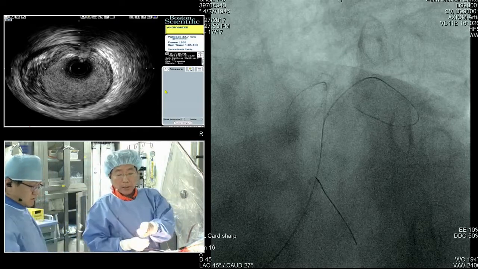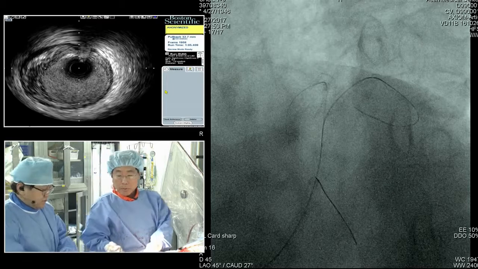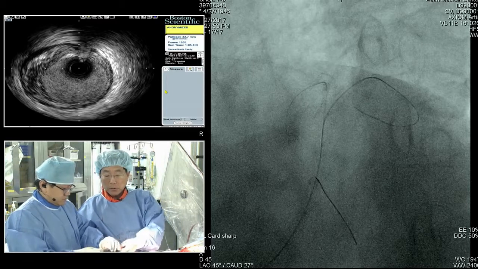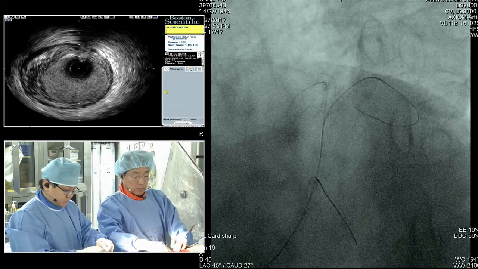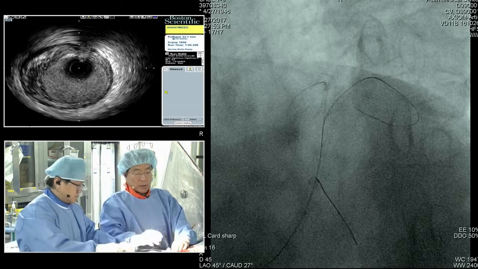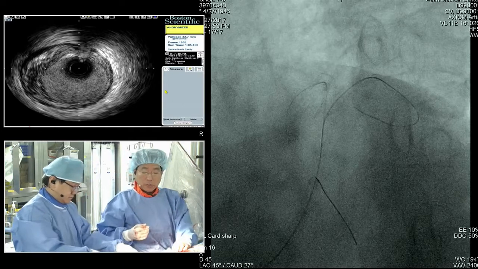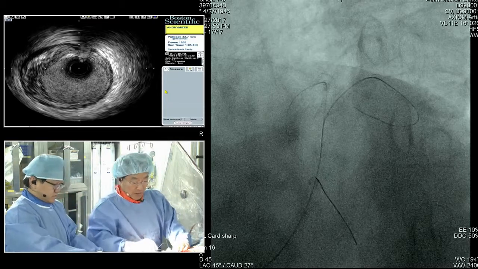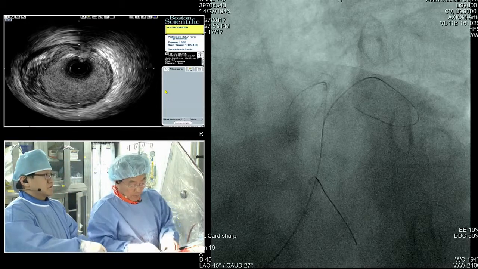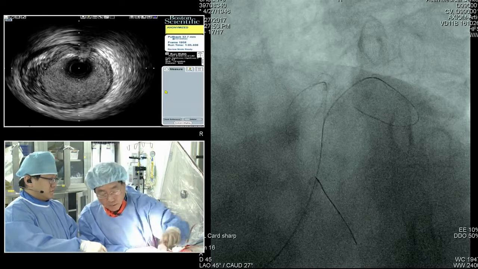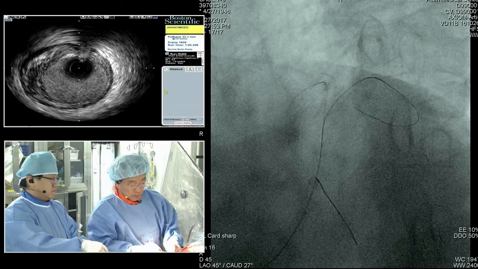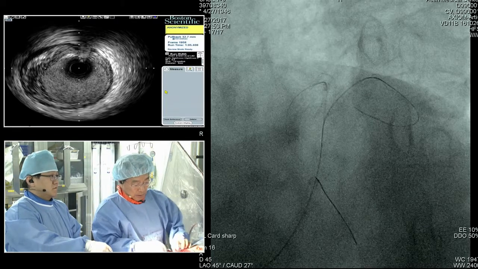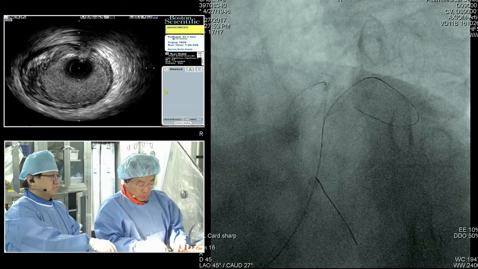So I want to try the LAD 3.5, diagonal branch first, 2.75. It's easier to do the procedures with large guiding catheters. Sometimes an unexpected event is easier to handle. So 8 French guiders, especially for two stent procedures.